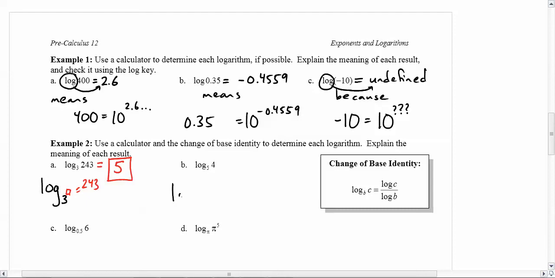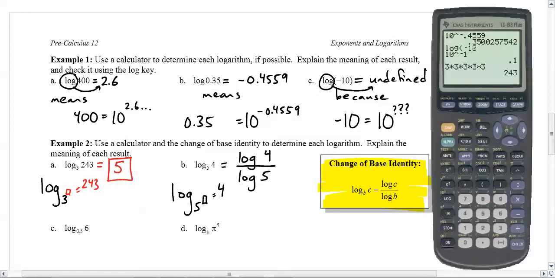Log base 5 of 4 means 5 to the power of what number equals 4? That's a little harder to do, so we're going to use a change of base identity. The change of base says this: if you take the log of your primary argument divided by the log of the base, that is a way that you can change the base, because we have no way to write that little 5 on the calculator. So log of 4 divided by log of 5 is 0.86.